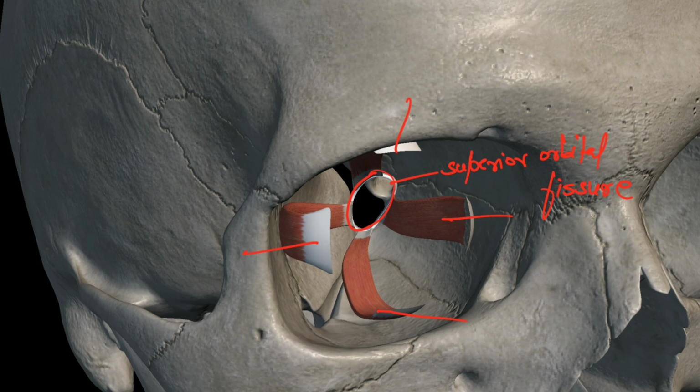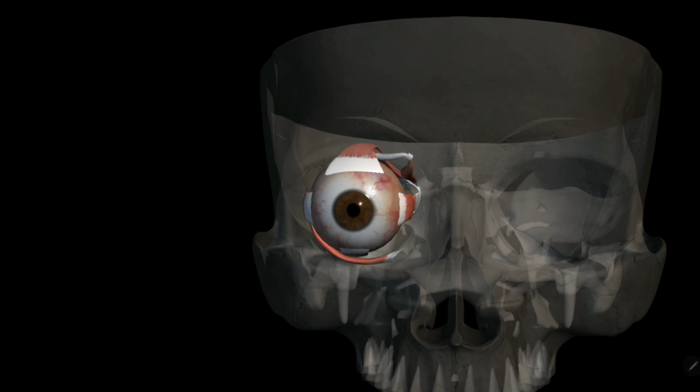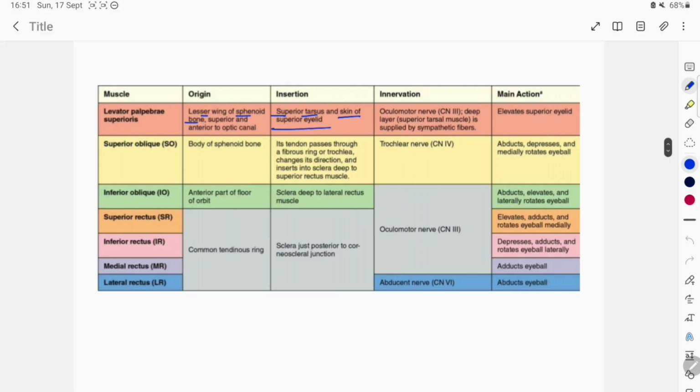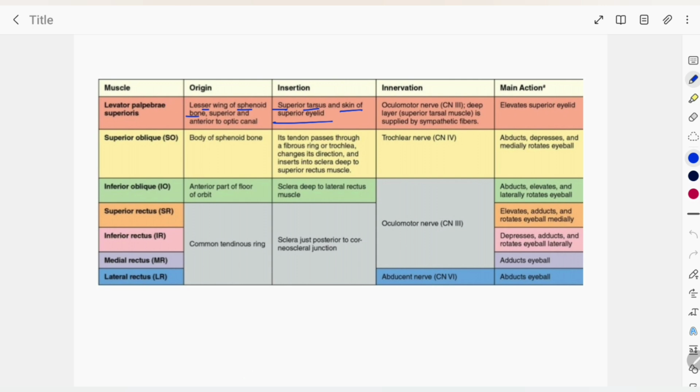Now we will be talking about the insertion of these recti. These four recti, as you can very clearly see, are getting inserted on the sclera, a little bit posterior to the limbus. So majorly they are getting inserted on the sclera. We have seen the origin and insertion of levator palpebrae superioris and also of the four recti, that they come from the common tendinous ring and get inserted on the sclera.